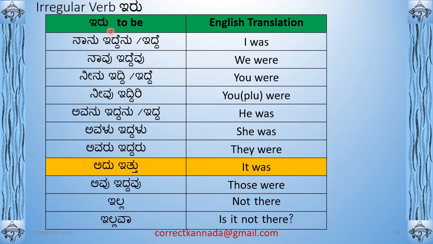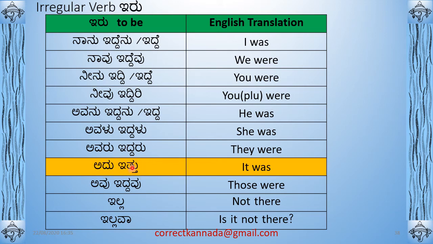So first we'll take the iru. So it will be nanu iddenu, right? It's not nanu irinu, iridenu, wrong. It's just iddenu, right? I was. Navu iddevu, ninu iddi, or ninu idde, nivu iddiri, avanu iddanu, avalu iddalu, avaru iddaru, adu ittu, right?